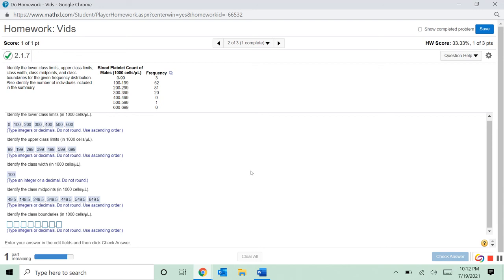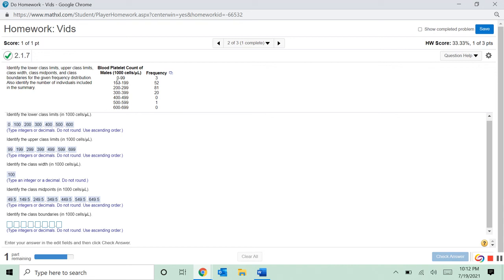Okay. Now, class boundaries, what this tells us is what would round up to join this. So when I look at 100 to 199, if I got 99.8, that would round up to 100. If I got 199.2, that would round down and join this class. Now, I don't know if blood platelet counts go that specific. Maybe it doesn't matter. But obviously, there are many things where this would matter. These are pretty much rounding boundaries.